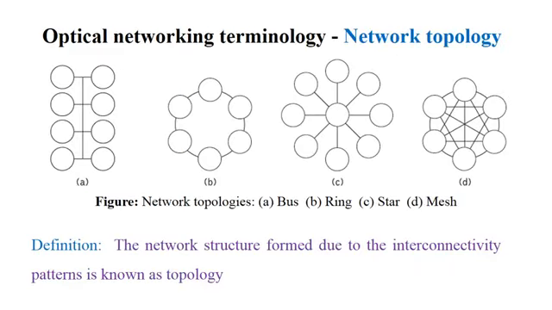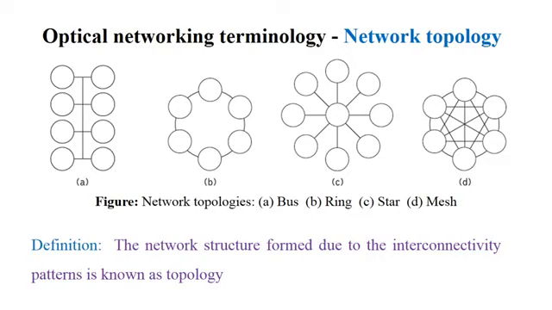Here we can observe the various types of network topology. On what basis are we going to define this topology? Based on the structure of the network or the interconnection of the nodes, we define various types of topologies. Here we can observe four different types. A stands for the bus topology, B is the ring topology, C is the star topology, and D is the mesh topology. The structure itself says what the type of the topology is.